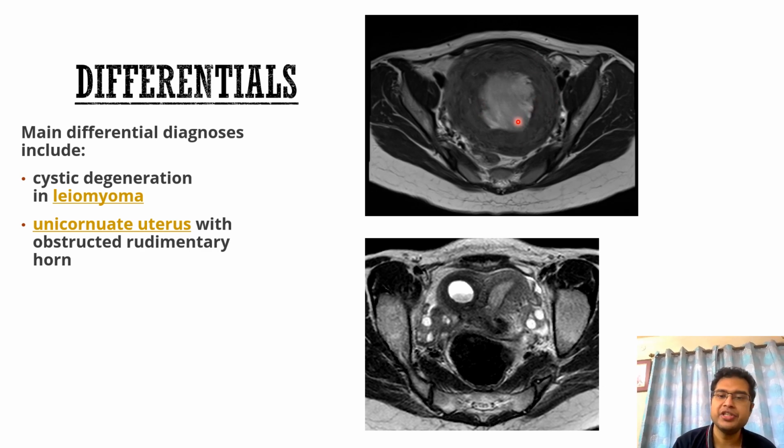So this can be differentiated from ACUM, but it is very difficult to differentiate a unicornuate uterus with obstructed rudimentary horn. That is, this is a rudimentary horn of the uterus, and there is a hematometra within it. So it's very difficult to differentiate this particular condition from ACUM. So it's a close differential, unicornuate uterus with obstructed rudimentary horn.